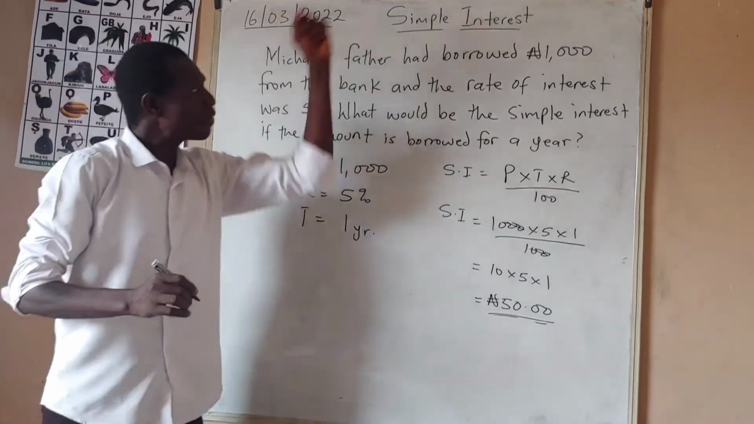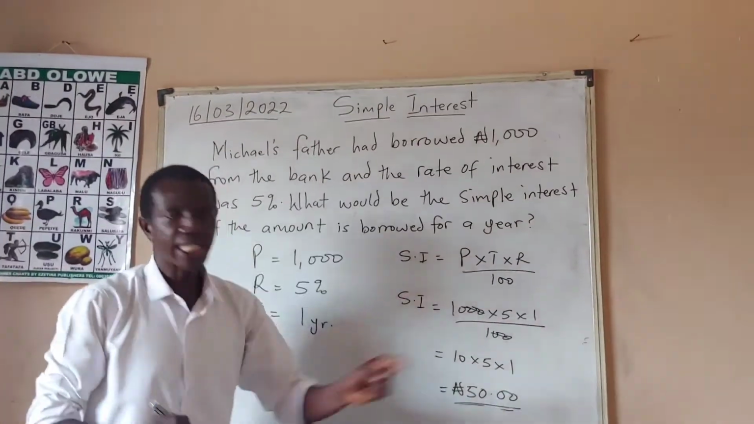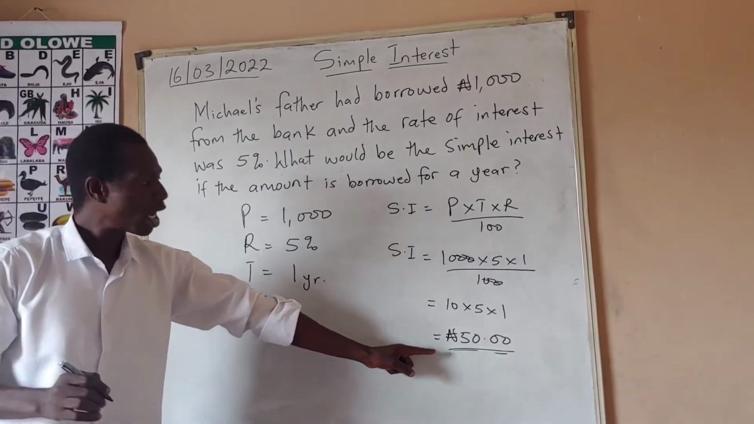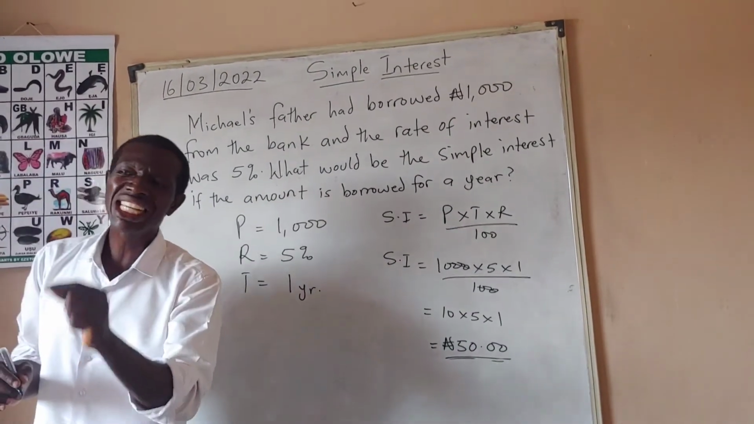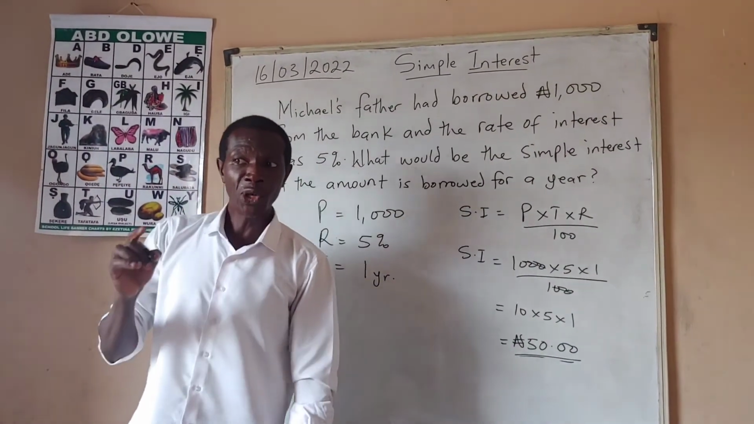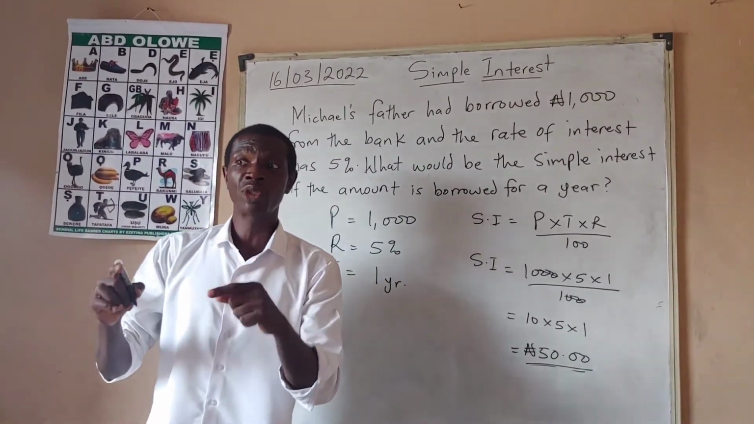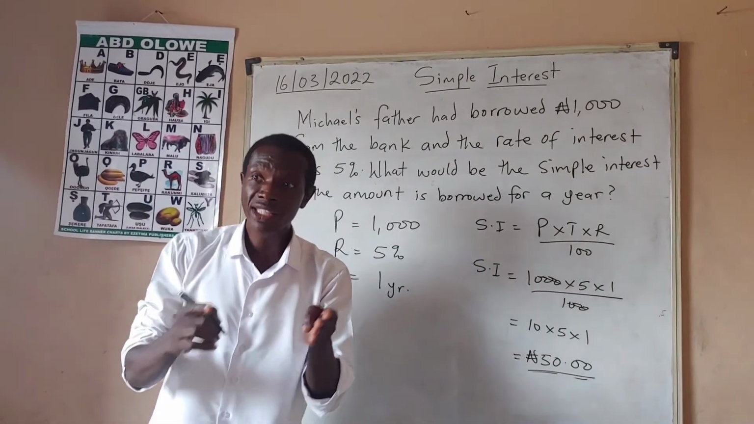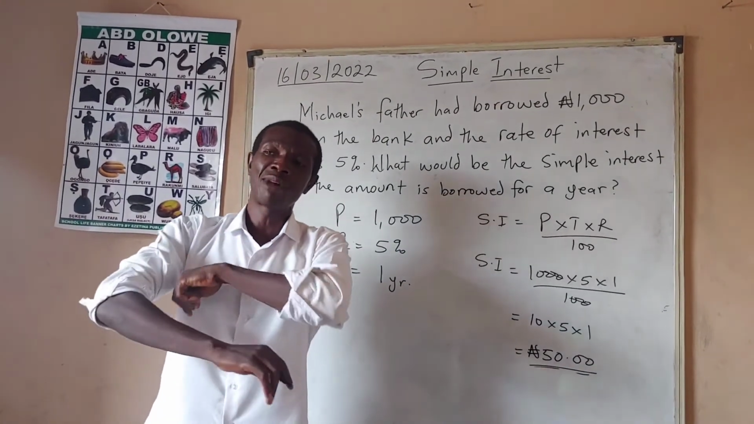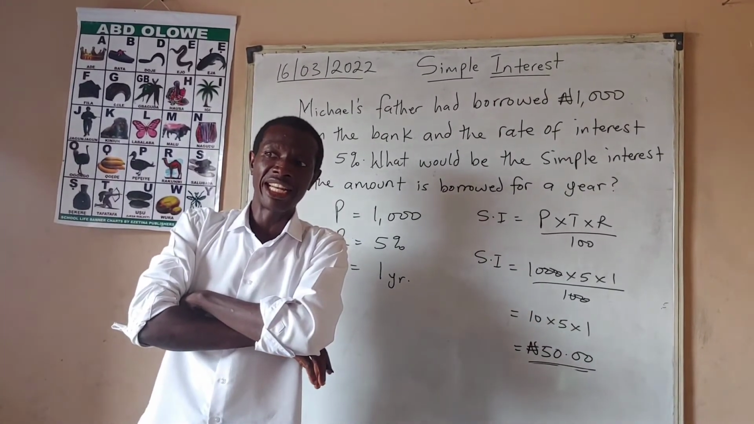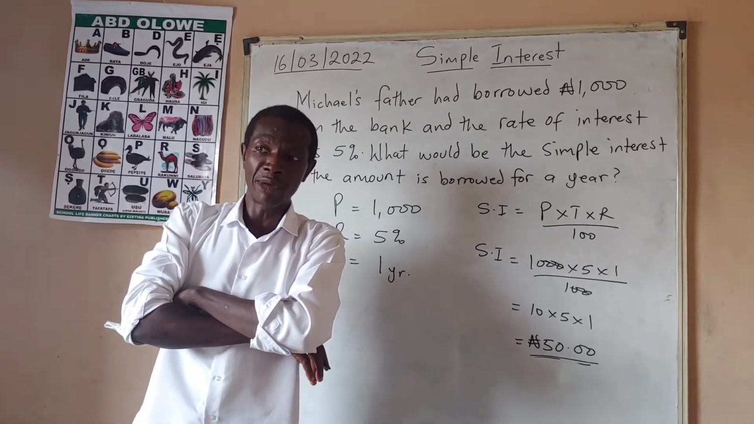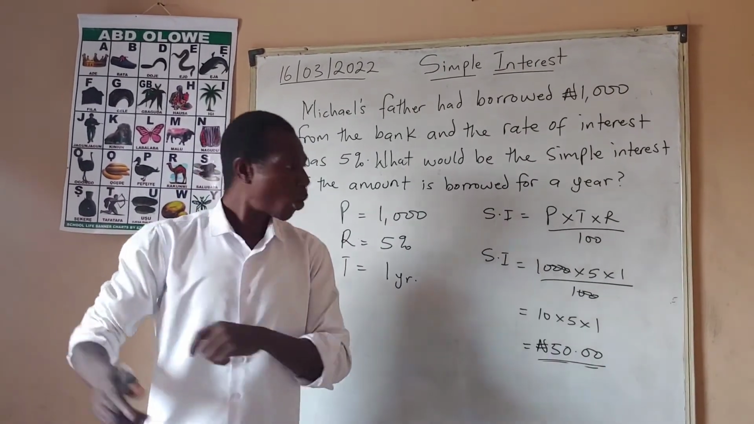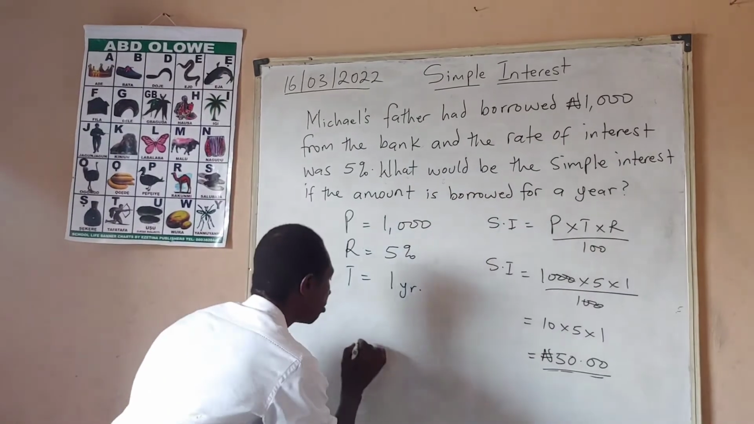Now, if Michael's father borrowed 1,000 naira, at the simple interest now that we know 50 naira, how much is he going to pay back to the bank? I told you that the amount an individual is going to pay back will be what? The interest plus the principal, right? Yes. So how much is Michael's father going to pay back to the bank in a year? After a year, how much is he going to pay? How much is this? So the amount will be what?